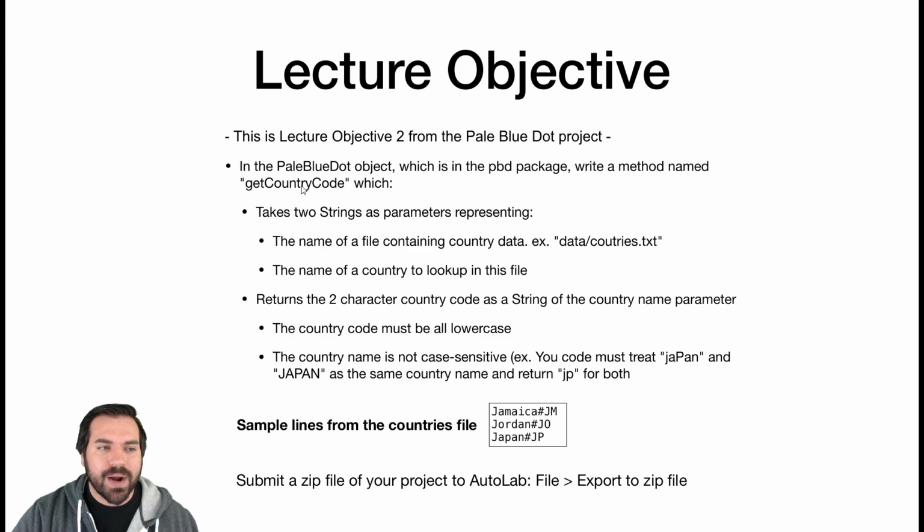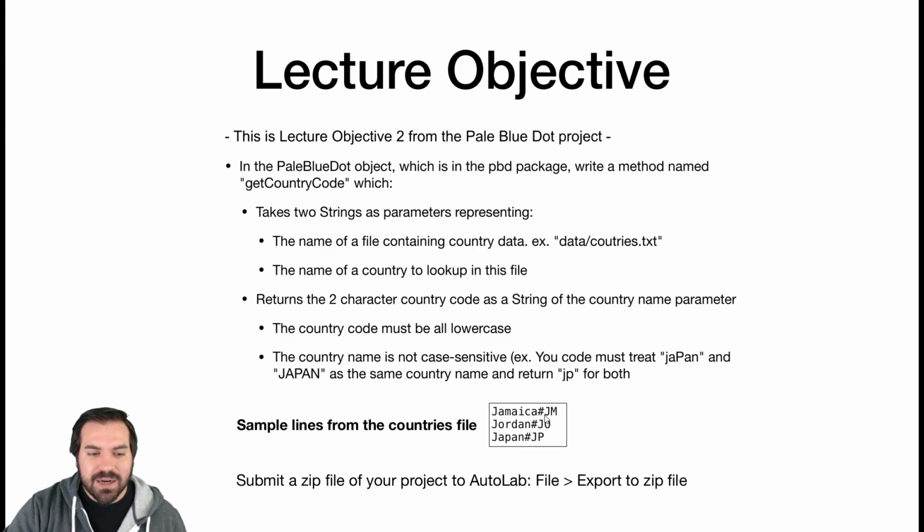So what are we doing? We're writing a method named getCountryCode, which takes 2 strings. One string is a file name containing country data in this format. It's going to be the name of a country, the hashtag or $, and then a 2-digit code of that country, a 2-digit representation of that country name, and then each line has a separate country and country code. So the entire file follows this format.